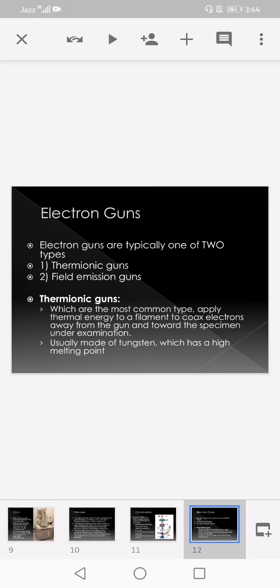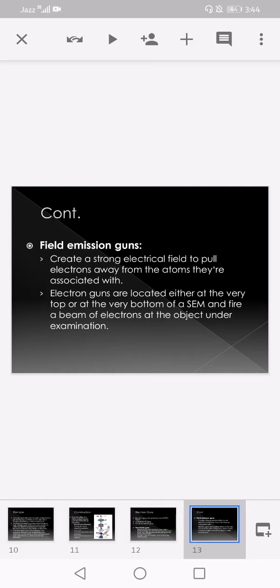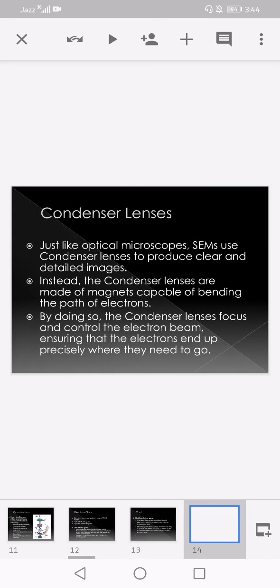Thermionic guns are the most common type. They apply thermal energy to a filament to coax electrons away from the gun and toward the specimen under examination, usually made of tungsten, which has a high melting point. Next are the field emission guns, which create a strong electrical field to pull electrons away from the atoms they are associated with. Electron guns are located either at the very top or at the very bottom of a SEM and fire a beam of electrons at the object under examination.